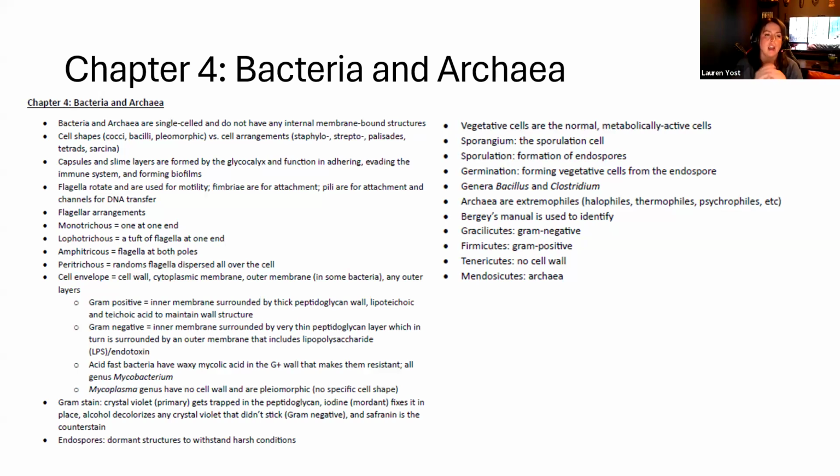Capsules and slime layers. Capsules and slime layers are formed by the glycocalyx. Glyco should always trigger sugar in your mind.